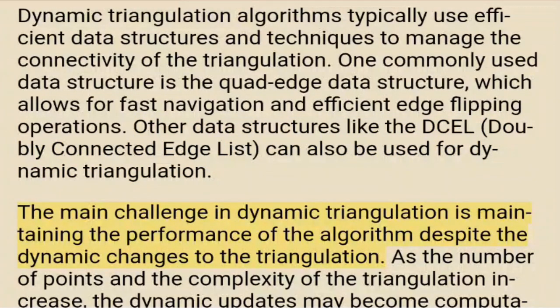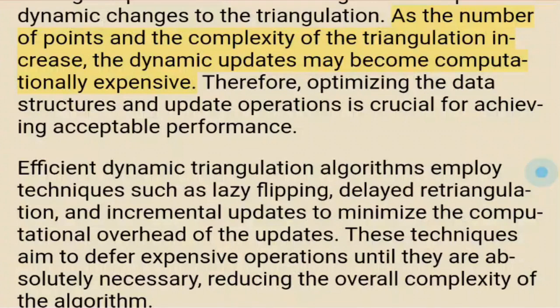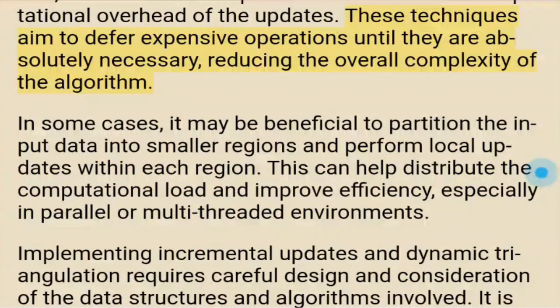The main challenge in dynamic triangulation is maintaining the performance of the algorithm despite the dynamic changes to the triangulation. As the number of points and the complexity of the triangulation increase, the dynamic updates may become computationally expensive. Therefore, optimizing the data structures and update operations is crucial for achieving acceptable performance. Efficient dynamic triangulation algorithms employ techniques such as lazy flipping, delayed retriangulation, and incremental updates to minimize the computational overhead of the updates. These techniques aim to defer expensive operations until they are absolutely necessary, reducing the overall complexity of the algorithm.